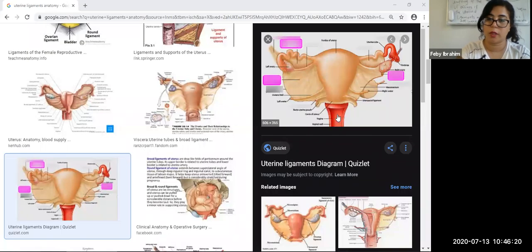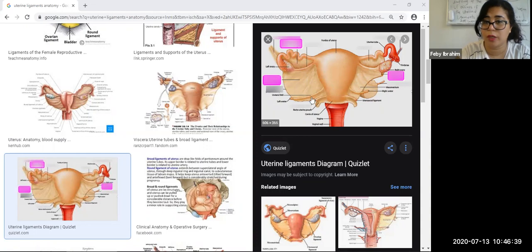So guys, look here at this one. It will show you this is a broad ligament. Did you see these wings? Again, it's a double fold of peritoneum. It includes the cervix, it includes the fallopian tube, and suspends the ovaries, which are attached to the ovary posteriorly.